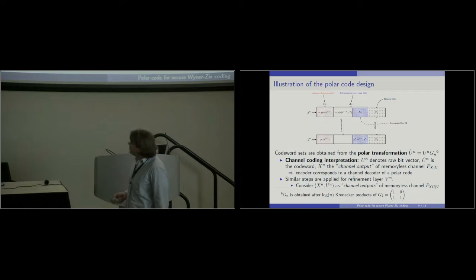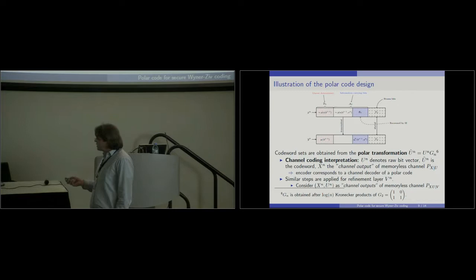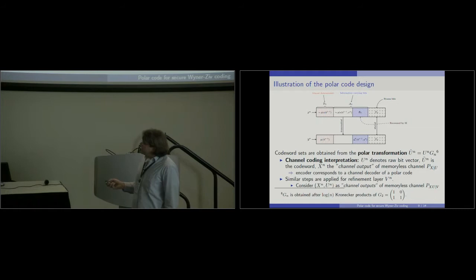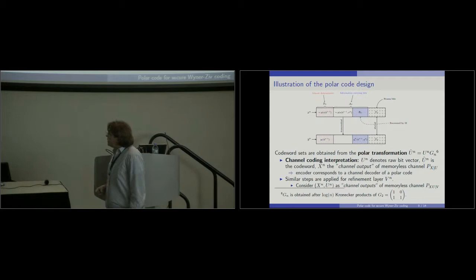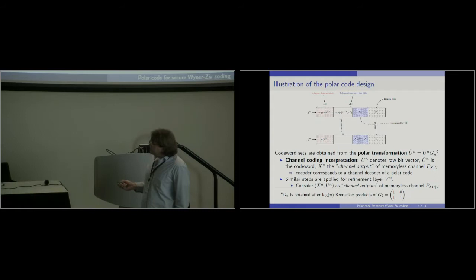So the channel coding interpretation now would be that U^N denotes, as I said before, the raw bits, U tilde is a code word, and X^N, the source in our problem, can be seen as a channel output of a memoryless channel where the U is the input. So the U is the input and X is the output, or the U tilde in this case, so we would of course transmit the code word. And then if we look at it like this, then the encoder in our problem corresponds to a channel decoder of a polar code.